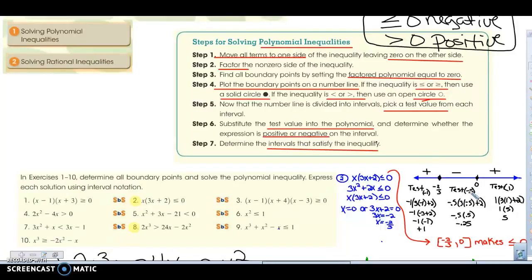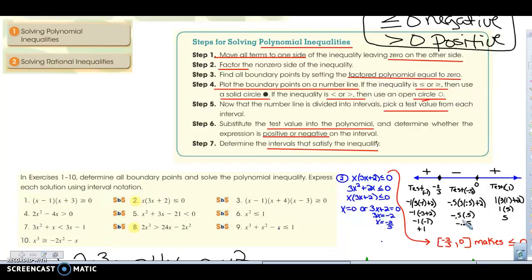Then we chose a test point in this location here, between negative 2/3 and 0. So I chose negative 0.5 or negative 1/2. Plugging it into the original problem, negative 0.5, parenthesis, 3 times negative 0.5 plus 2, that's what I have here, and when you simplify it, you get a negative 0.25.